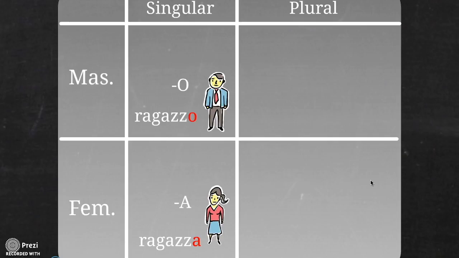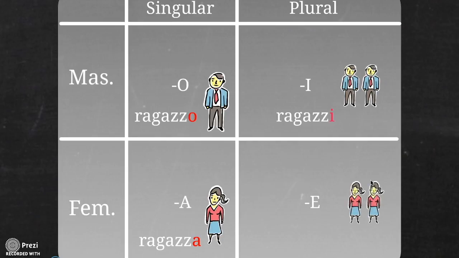Unlike in English, we don't add an S to make something plural. Instead, we change the ending completely. So in order to say boys, we change the O and replace it with an I. So to say boys, we say ragazzi. And for an A, it becomes an E. So instead of ragazza, to say girls, we say ragazze.